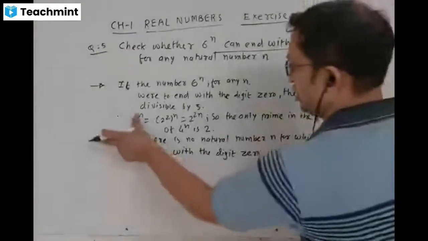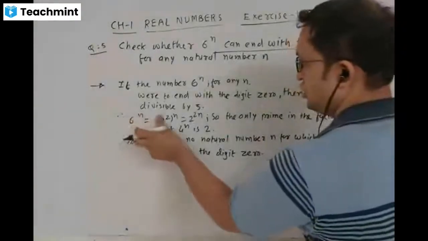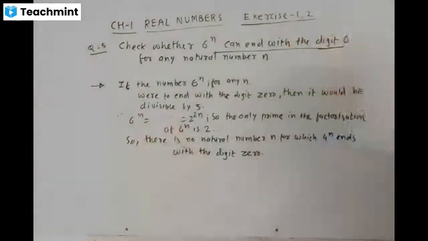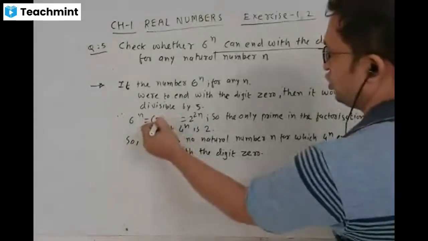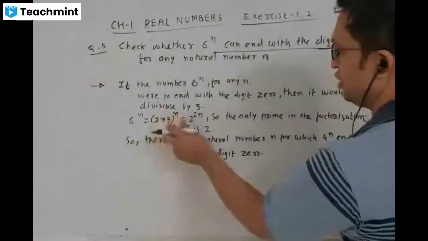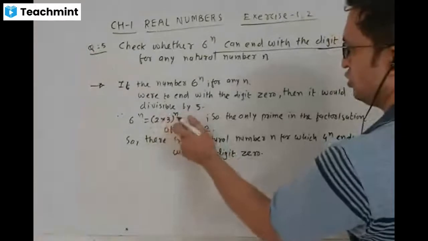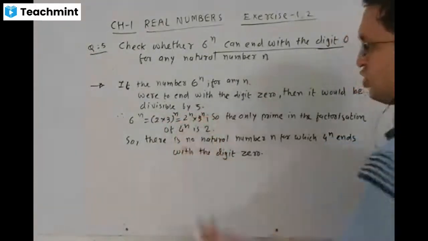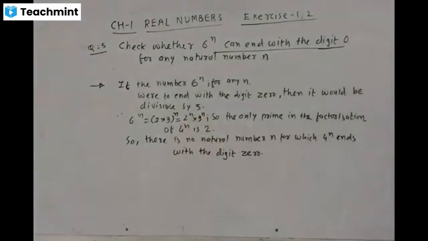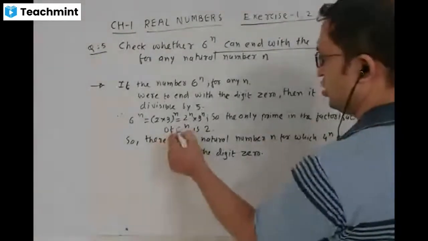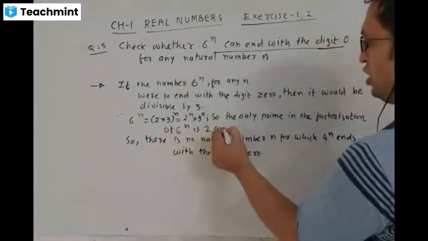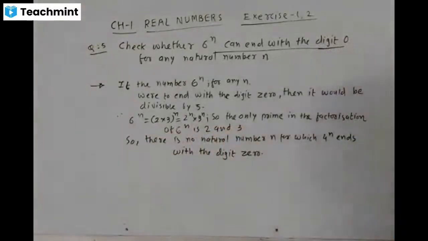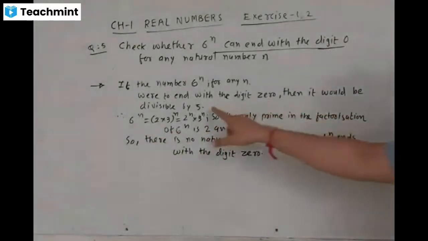That is equal to 6 raised to n. What is the factor of 6? Prime factor 2 into 3 raised to n, that is equal to 2 raised to n into 3 raised to n. Yes or no? So the only primes in the factorization of 6 raised to n are 2 and 3 only. 2 और 3 दो ही फैक्टर हैं. क्या होना चाहिए? 5 होना चाहिए.